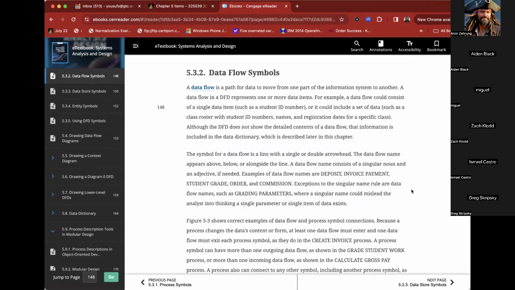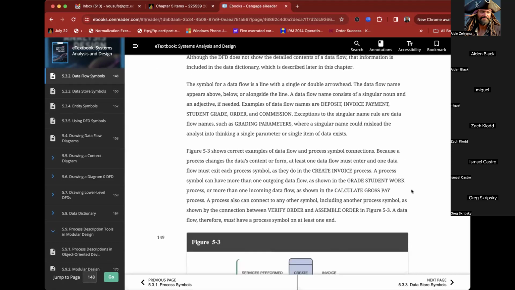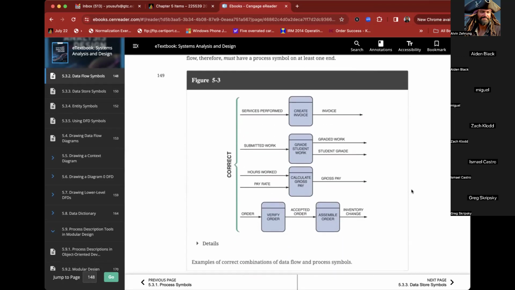Data flow symbols, on the other hand, simply show you the flow of the data. It's like an arrow with some markings on it, showing you, okay, this is what's going in this direction, or this is what's coming out of here. You just mention things in words. You just label by words. That's about it. The symbol for a data flow is a line with a single or double arrowheads. That's about it, okay? Now, let's see what is good about these things.